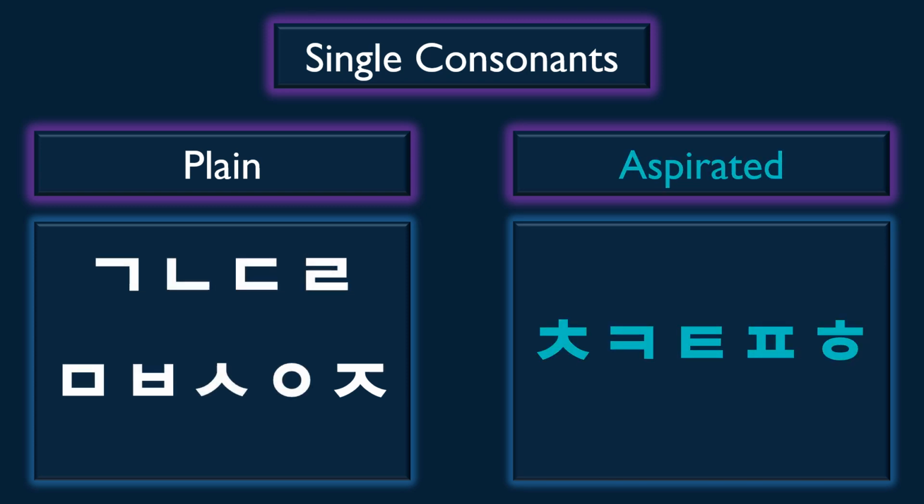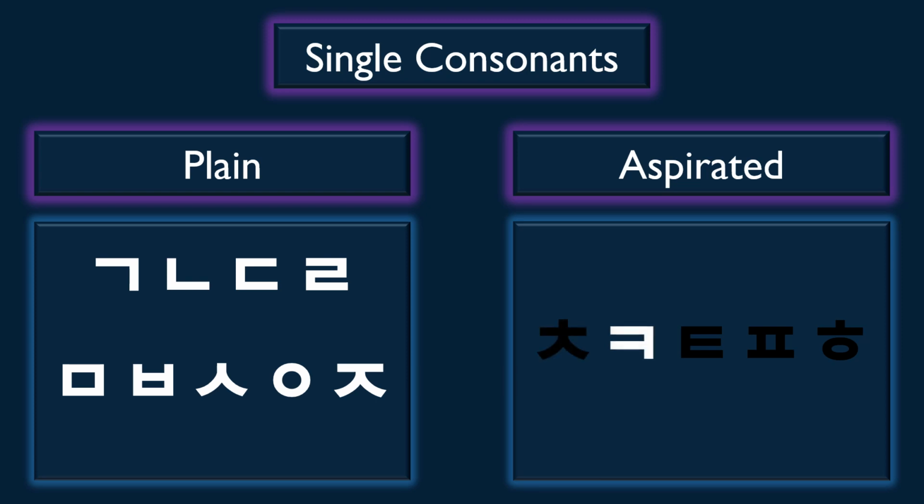The aspirated consonants are pronounced with a puff of air. Just pronounce it with air. Cha, ka, ta, pa, ha.